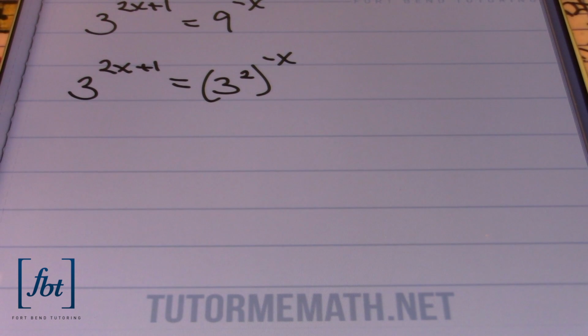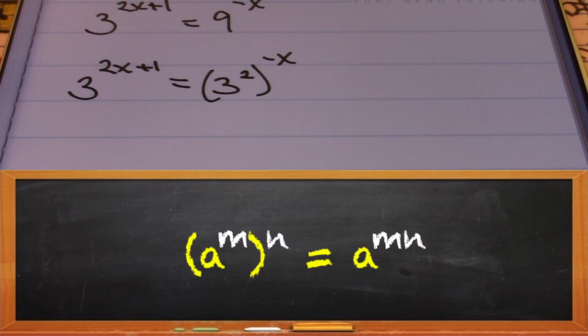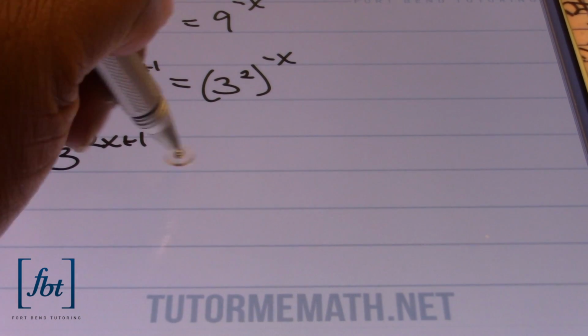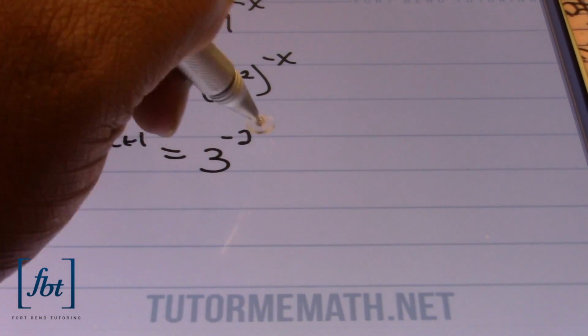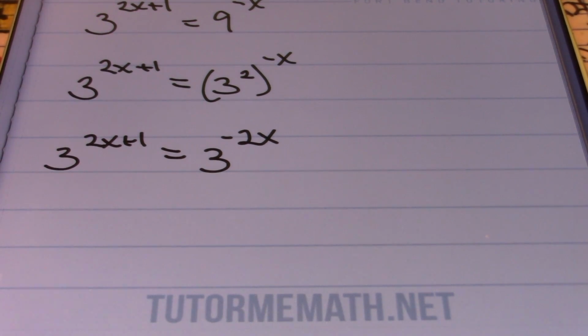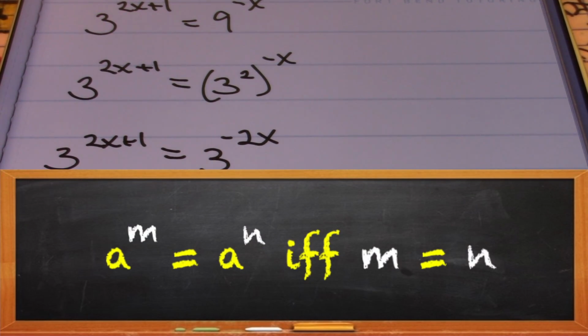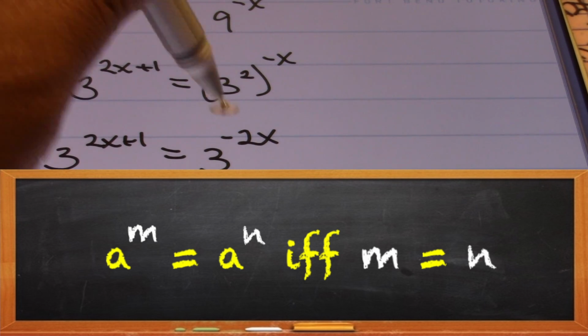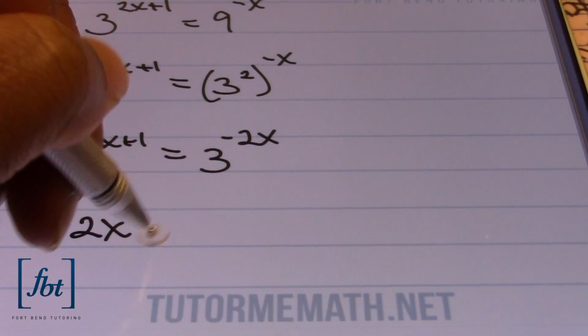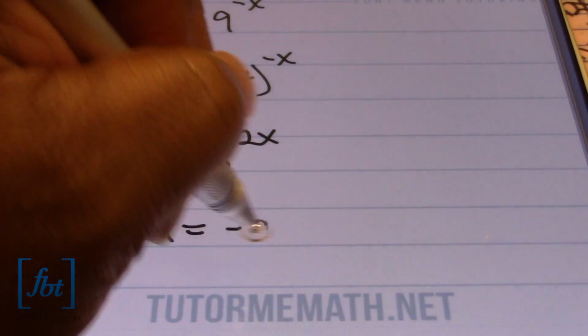I'll be multiplying these exponents using my integers as exponents rules. This will be 3 to the 2x plus 1 equals 3 to the negative 2x. Because our bases are the same, they're identical to one another, that means the exponents must be equivalent as well. That means I can say that 2x plus 1 equals negative 2x.